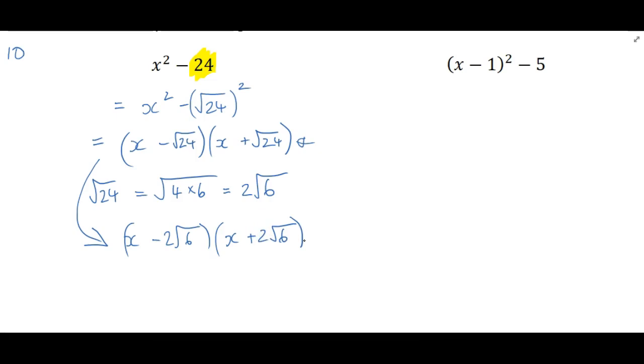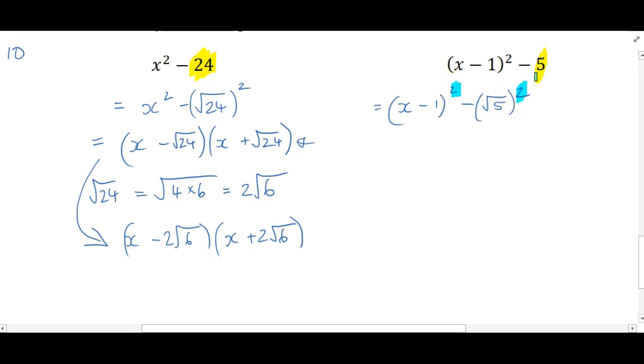The last one here, again, the reason we're doing all these is that these are not square numbers, so we have to make them square. In this case, we've got x minus 1 all squared minus the square root of 5 all squared. The difference of two square numbers. I'm applying the same rule over and over again, just with increasingly complicated numbers. It's the first number, x minus 1, minus the second number, root 5, and x minus 1 plus the square root of 5.